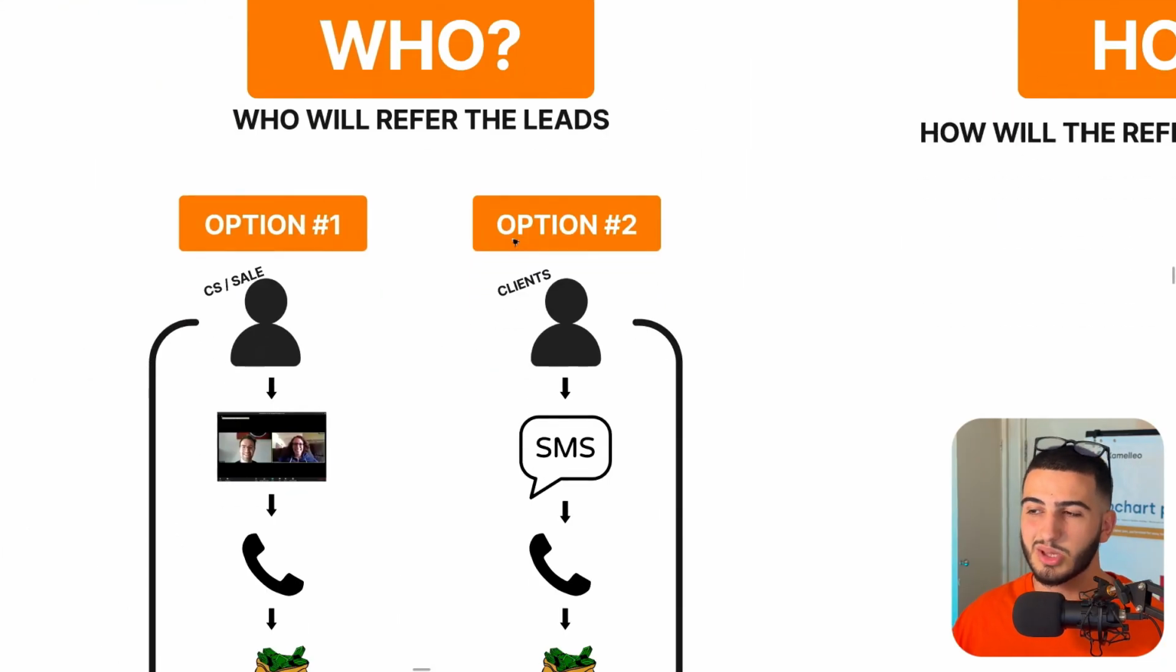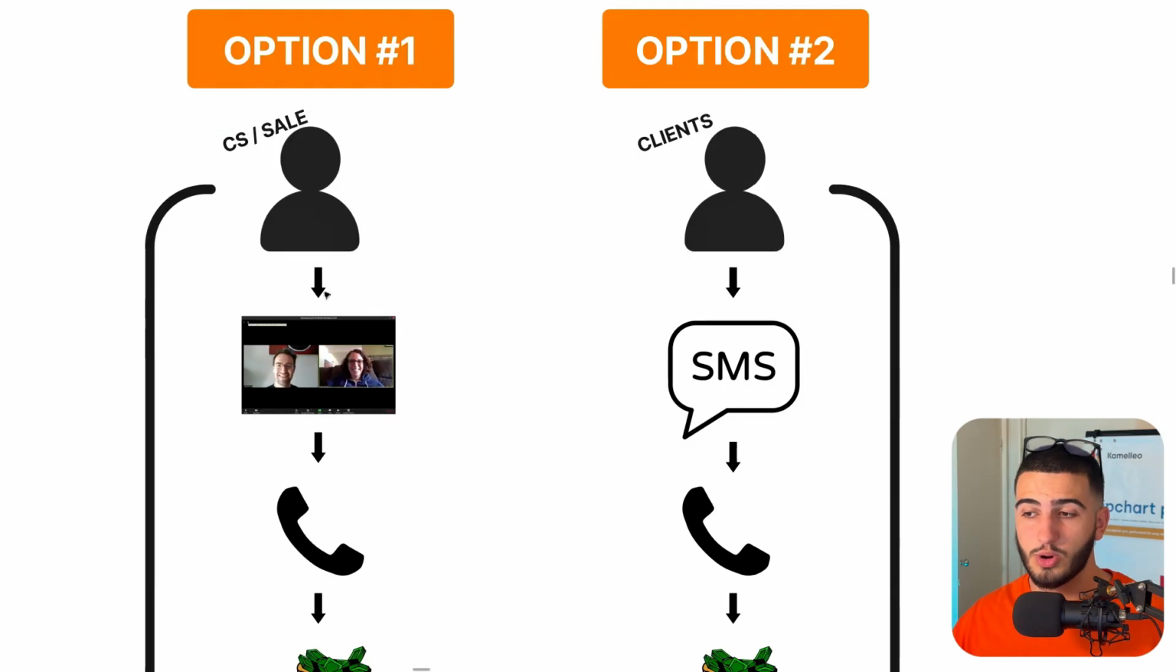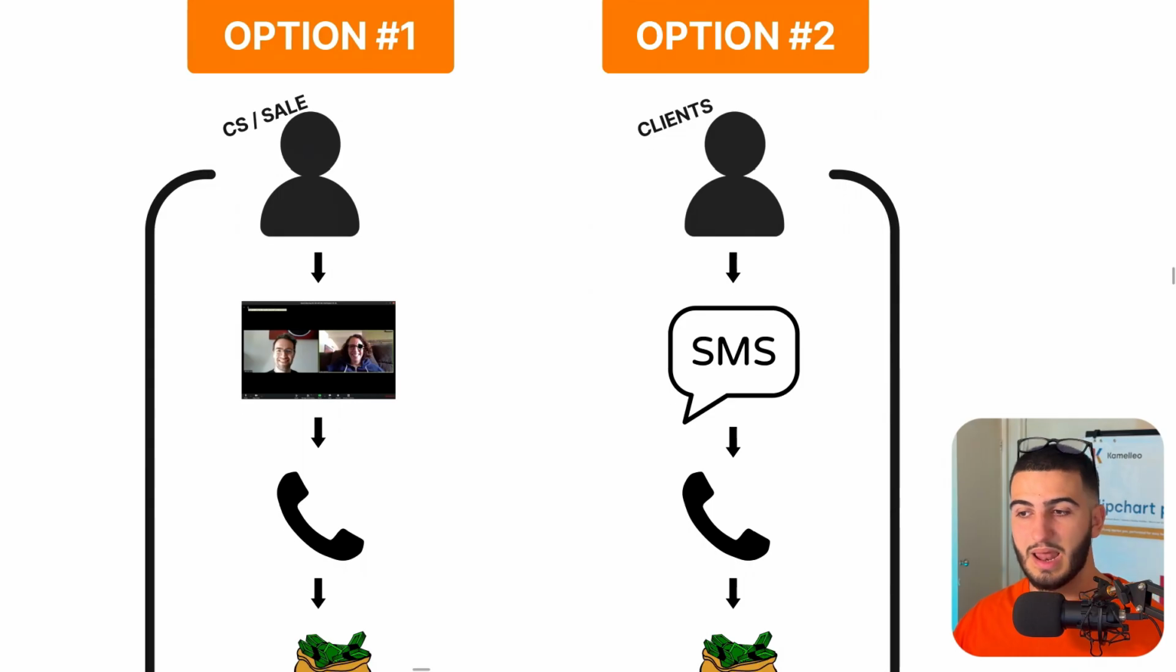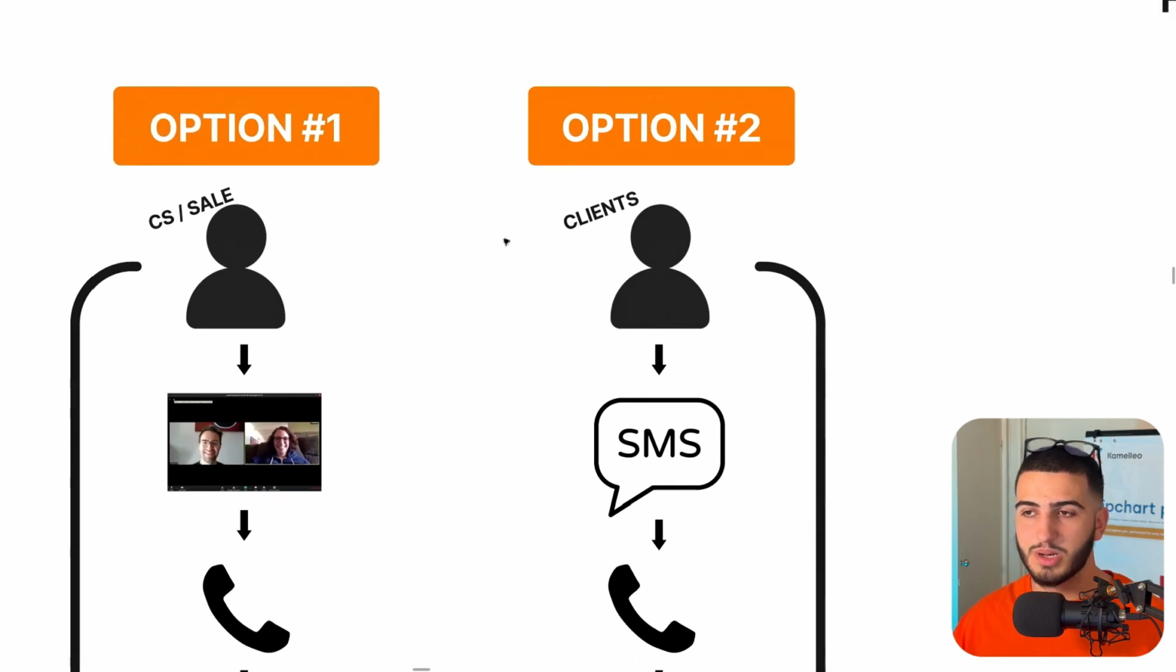Now, the way I see it, there's two main options to actually do this. The first option is your customer success team or your sales guys hop on a call with the specific client, and they get the referrals live on that call and then go ahead and call them and close them.